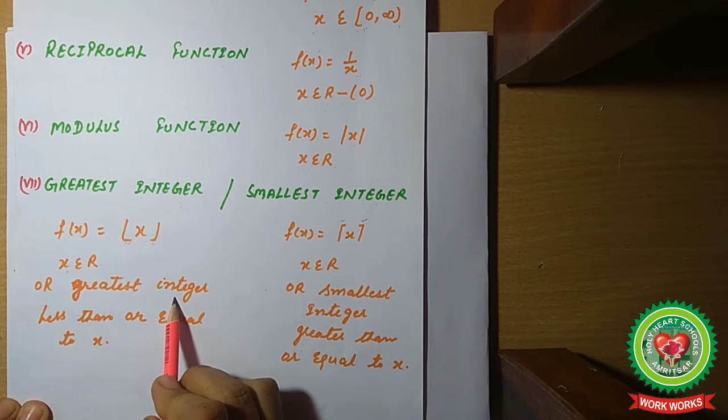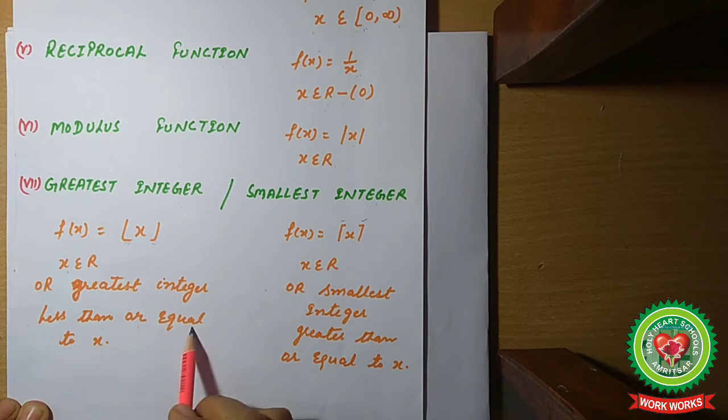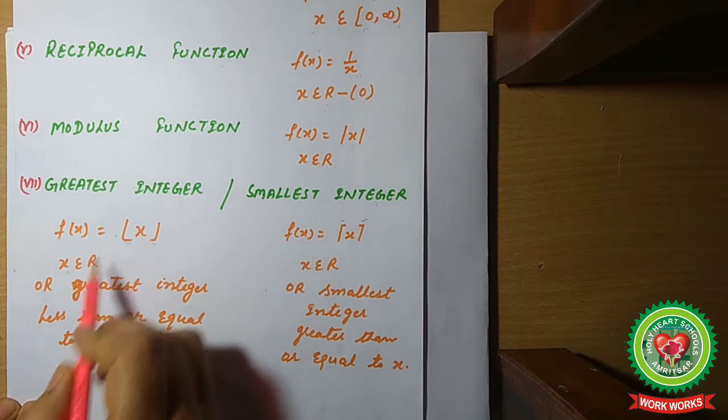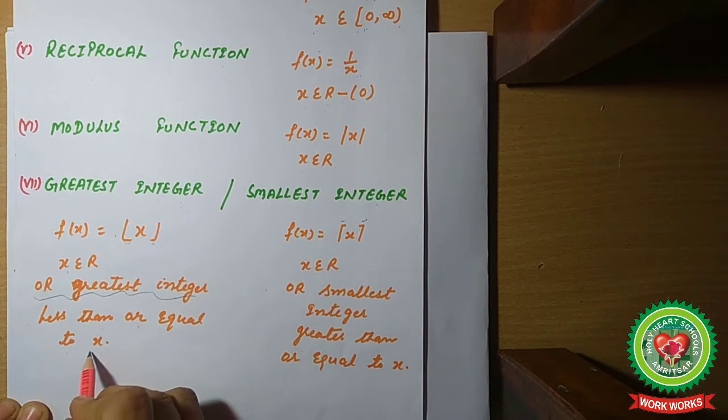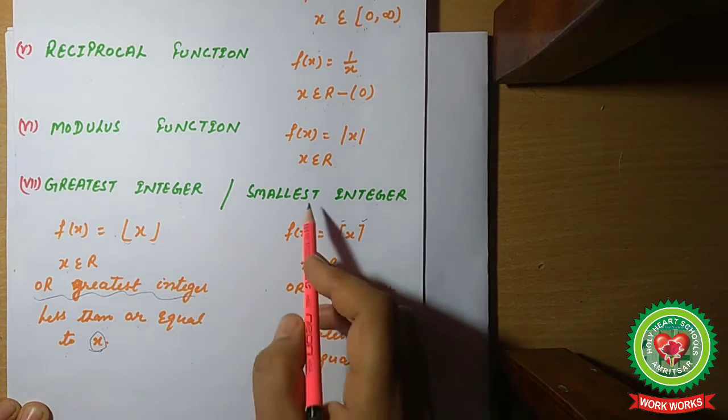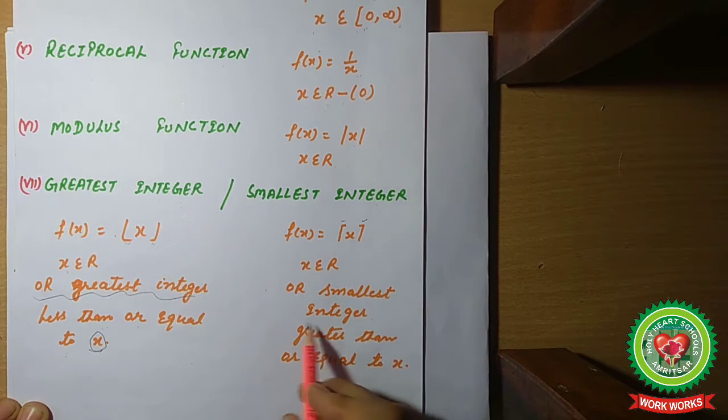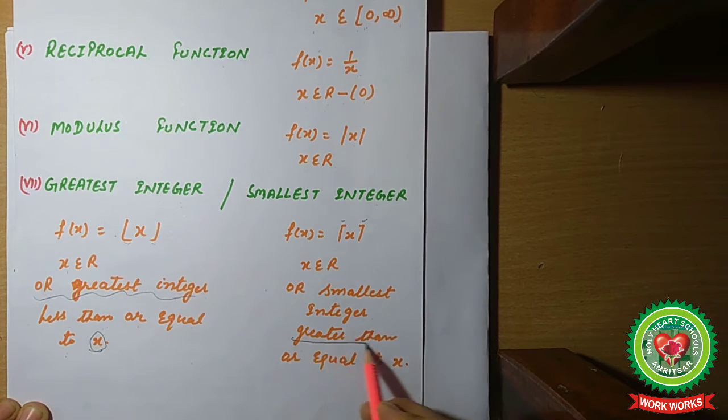The greatest integer is the greatest integer less than or equal to x, so we will take the value less than or equal to x. In the same way, for the smallest integer we will take the value greater than or equal to x.